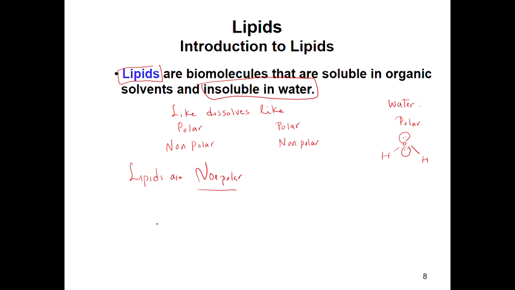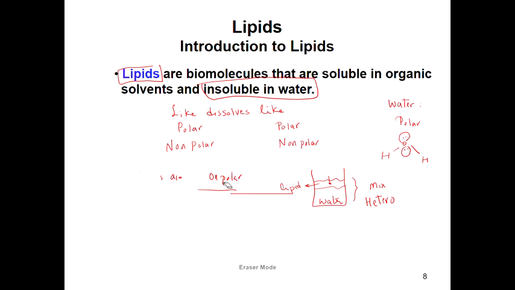In other words, if you add lipids to water, assume that this is water. So here, for example, we have lipids. Lipids cannot dissolve in water. So you will see a mixture of two different compounds. We call that a heterogeneous mixture because you cannot mix these two compounds. You see both components. Both components are visible for us. So lipids are insoluble in water, nonpolar compounds.